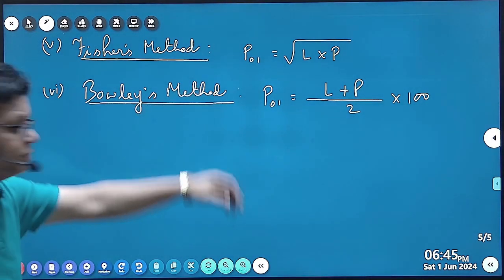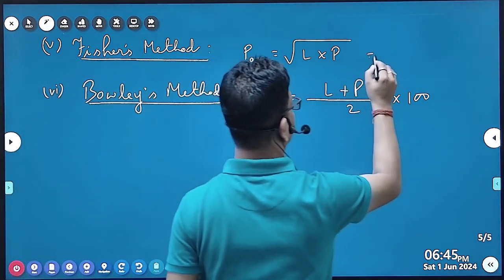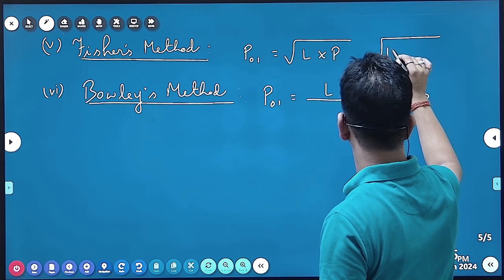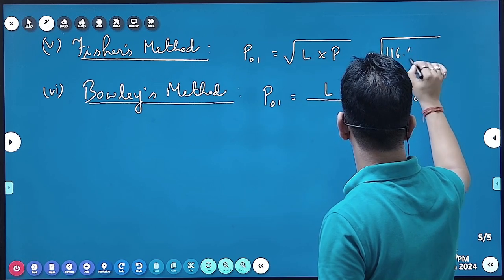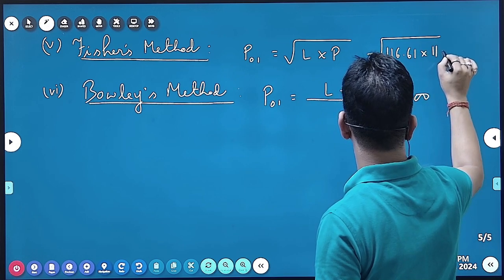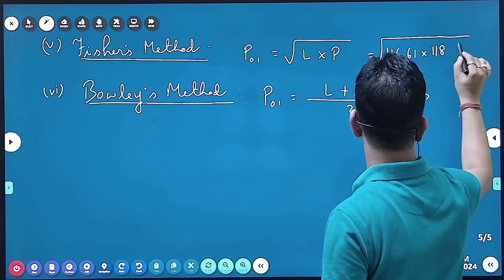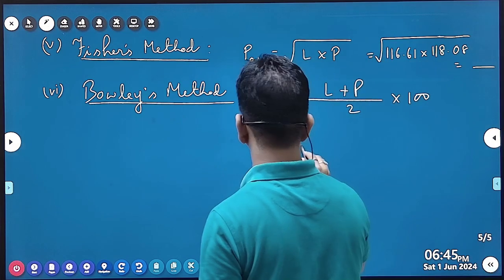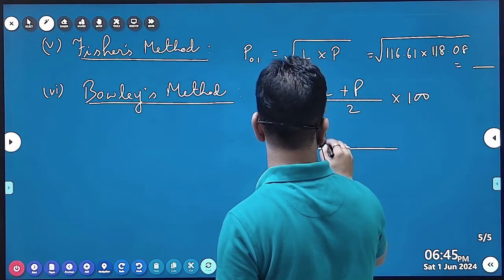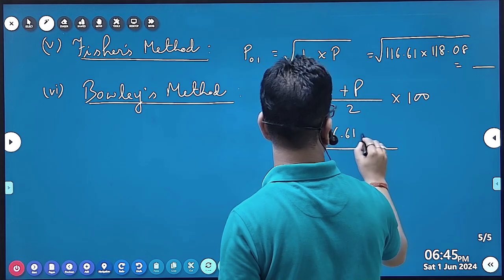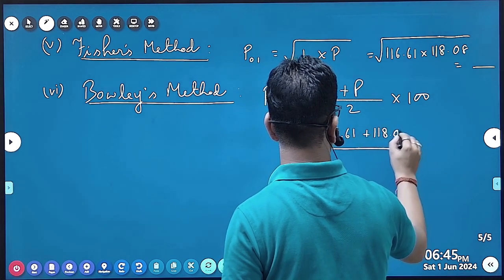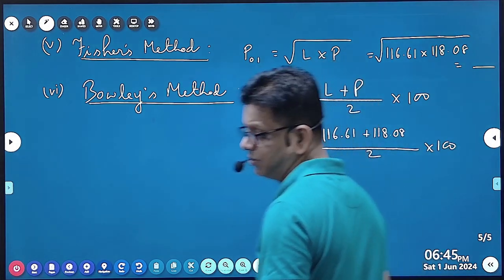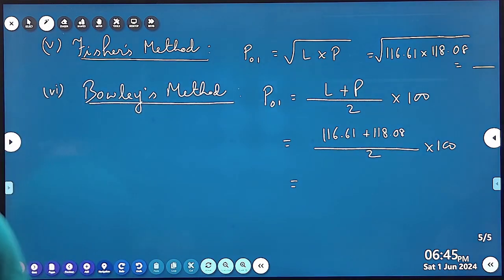Now this L you put. Suppose L was how much? For the same question, L was 116.61, and this one is 118.08. So this calculation simply you need to do. Similarly in this method, there's the average: 116.61 plus 118.08 to be divided by 2, then multiplied by 100. So just get the calculation and get the required answer.